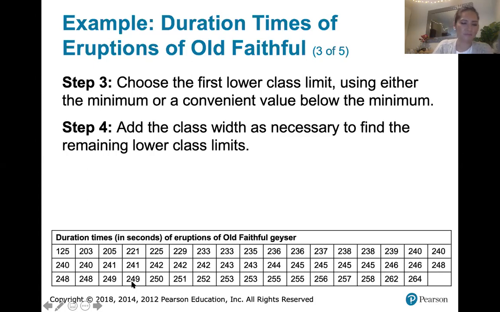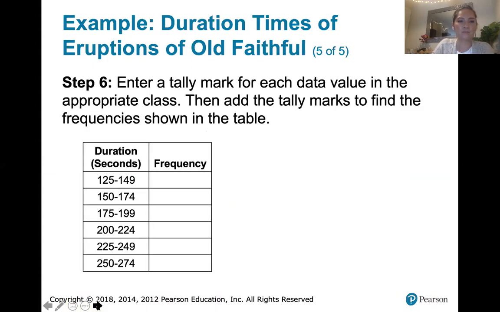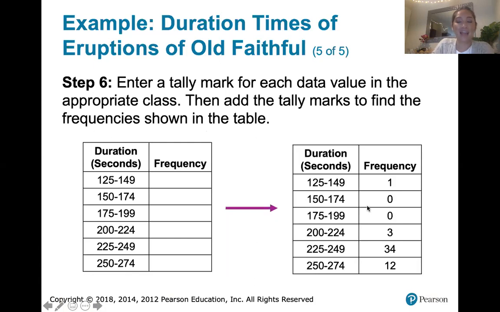And so you keep going through this and you figure out how many data values you have that are in that particular range. And that particular range is called a class. And then after doing all of that counting, you list those frequencies in that right column in your table. And now you have a frequency distribution.